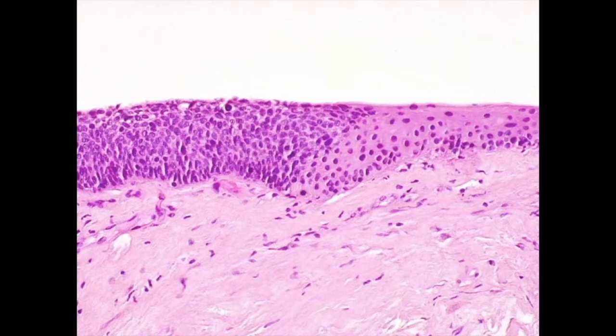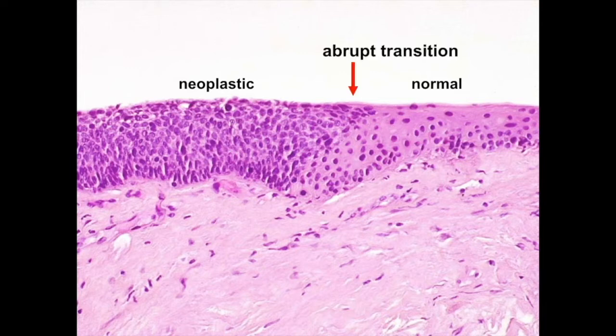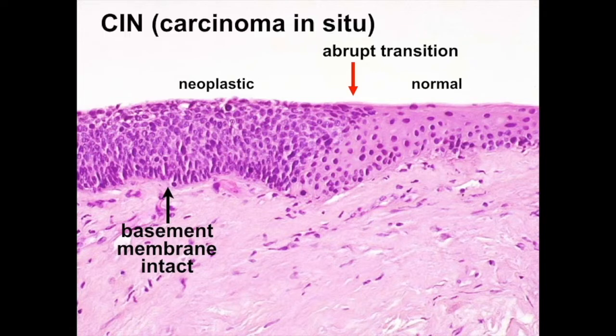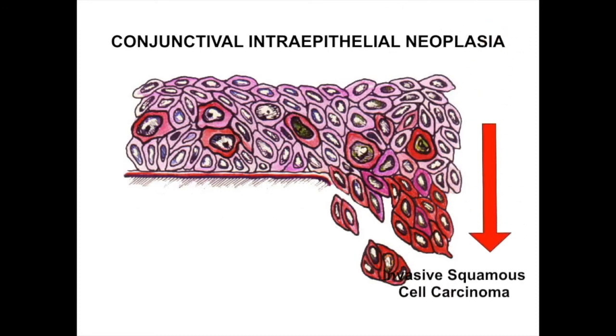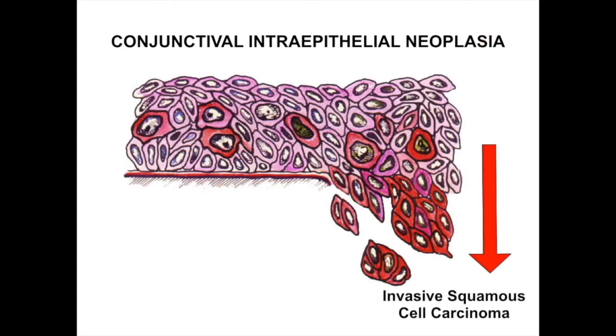And here's an example in the limbal conjunctiva. Here's the normal limbal epithelium. The neoplastic epithelium appears basophilic because the cell density is much higher. Cells have less amounts of cytoplasm. Again, typical abrupt transition, and the basement membrane is intact, so this is carcinoma in situ. In this cartoon, we see carcinoma in situ with the intact basement membrane, and then this can break through to form invasive squamous cell carcinoma.